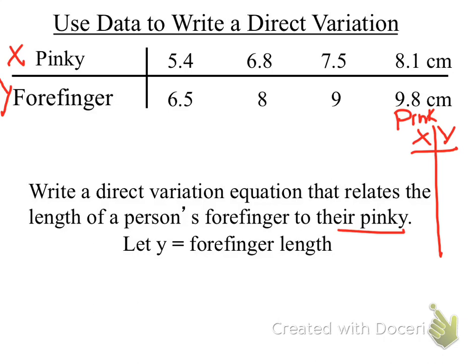So what would the direct variation equation be? What could I use? What is our direct variation equation? Ben? Y equals kx. Where x is our forefinger. Let me just go here. X is the forefinger.